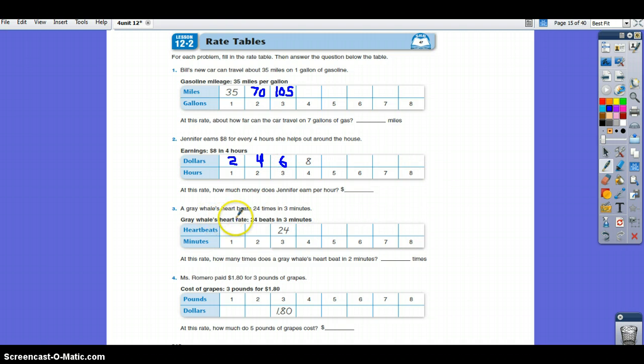Again, the gray whale's heart rate is 24 beats in 3 minutes. How does 3 become 24? Times 8. 2 times 8, 16. 1 times 8, 8. You just got to figure out what that unit rate is. And the last one, if 3 is $1.80, well, I can't cut it in half, but I do know that whatever I multiplied 3 by gave me $1.80, and I know that's 60. So 1 times 60 is 60. 2 times 60 is $1.20. Finish this page and then check it in the answer key.